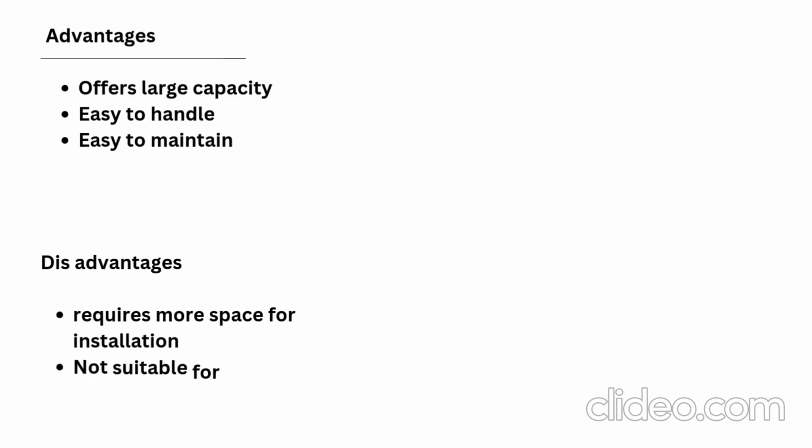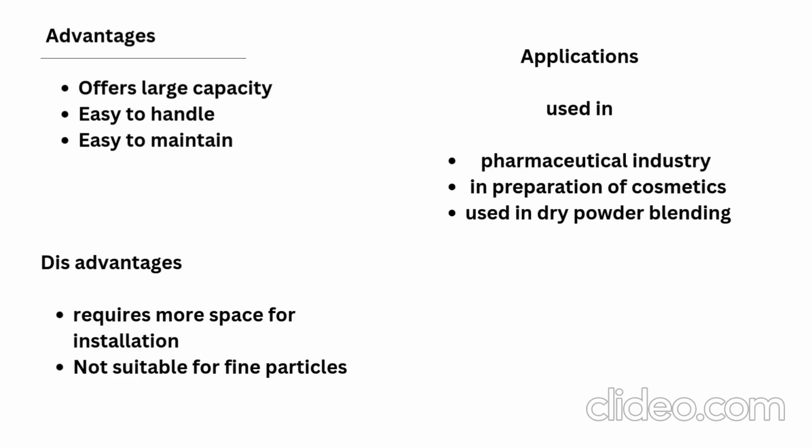Advantages of V-cone blender: it offers large capacity, and is easy to handle and easy to maintain. Disadvantages: it requires more space for installation and is not suitable for very fine particles. Applications: V-cone blender is used in the pharmaceutical industry, in preparation of cosmetics, and in dry powder blending. So these are the applications of V-cone blender.